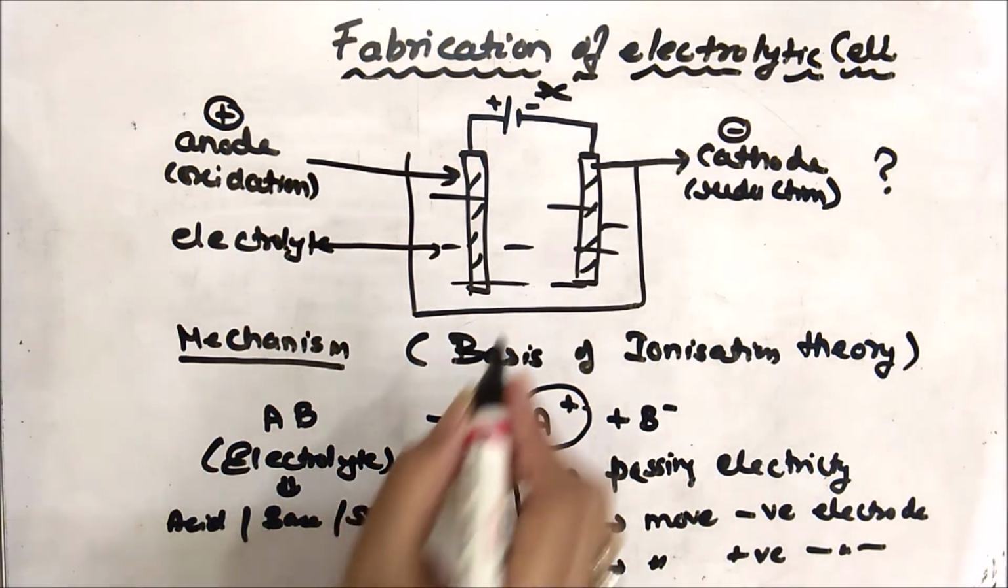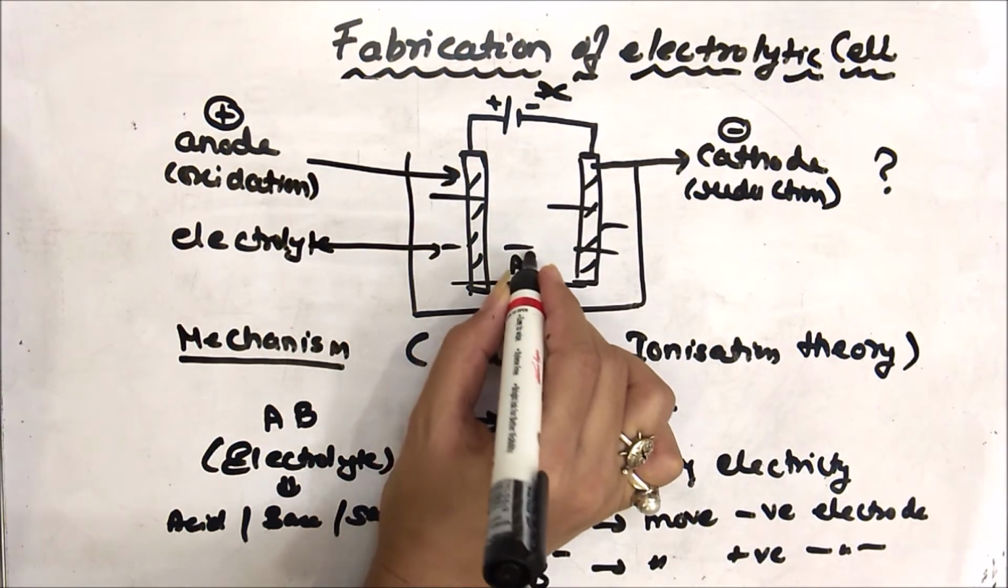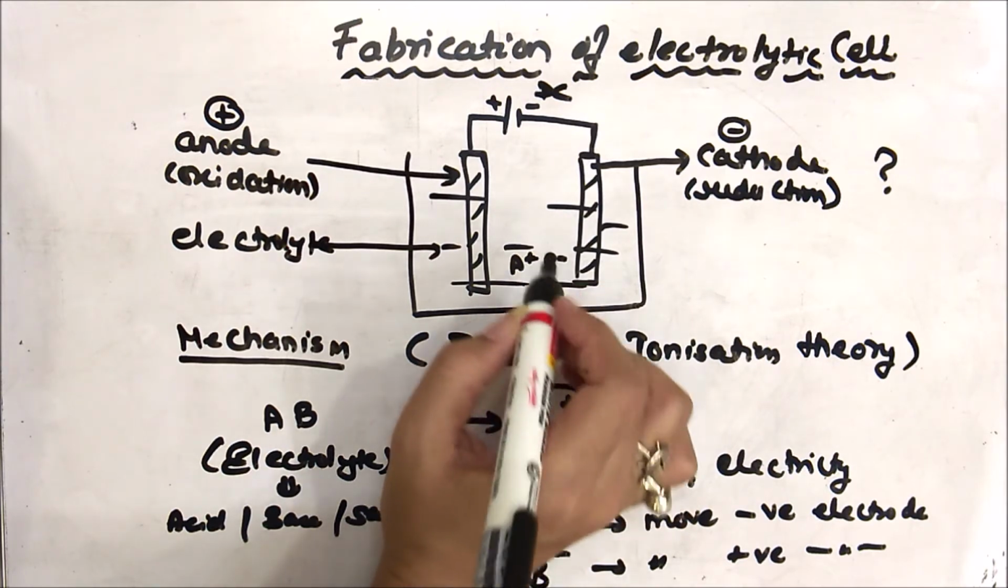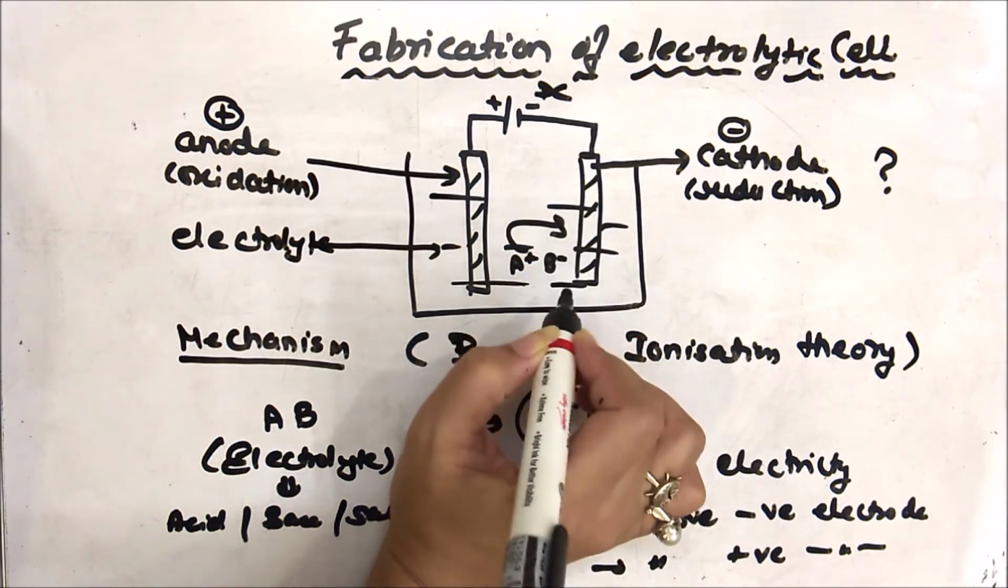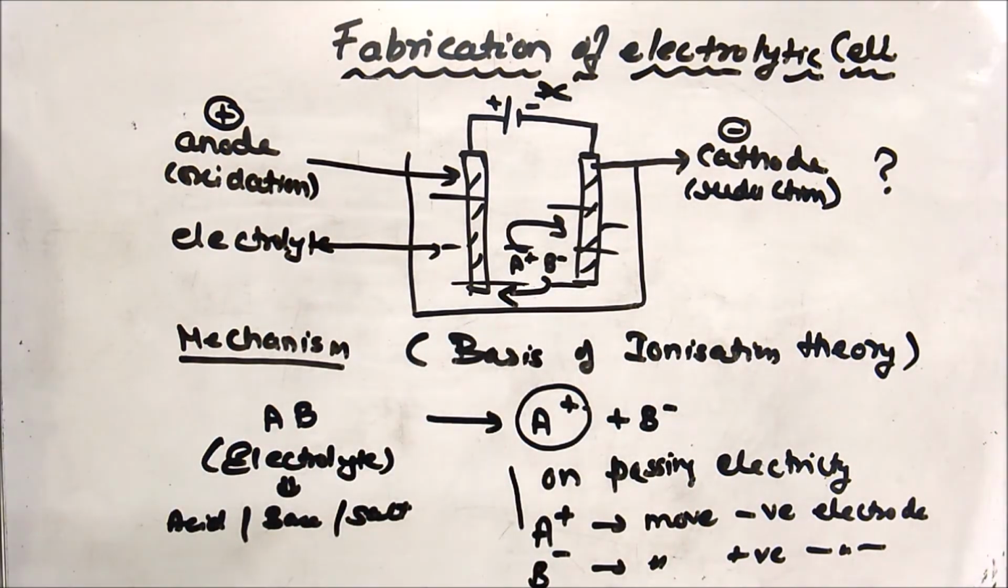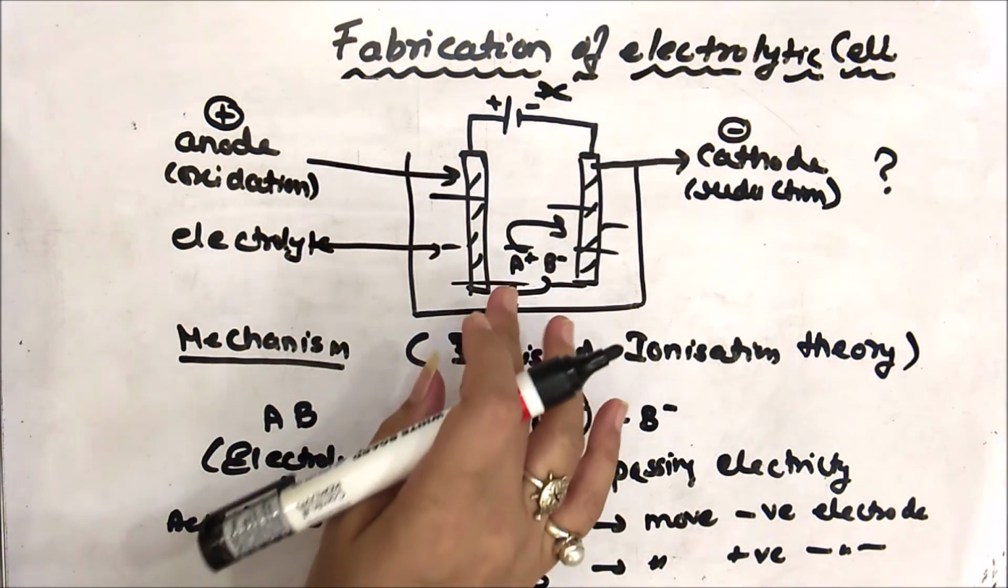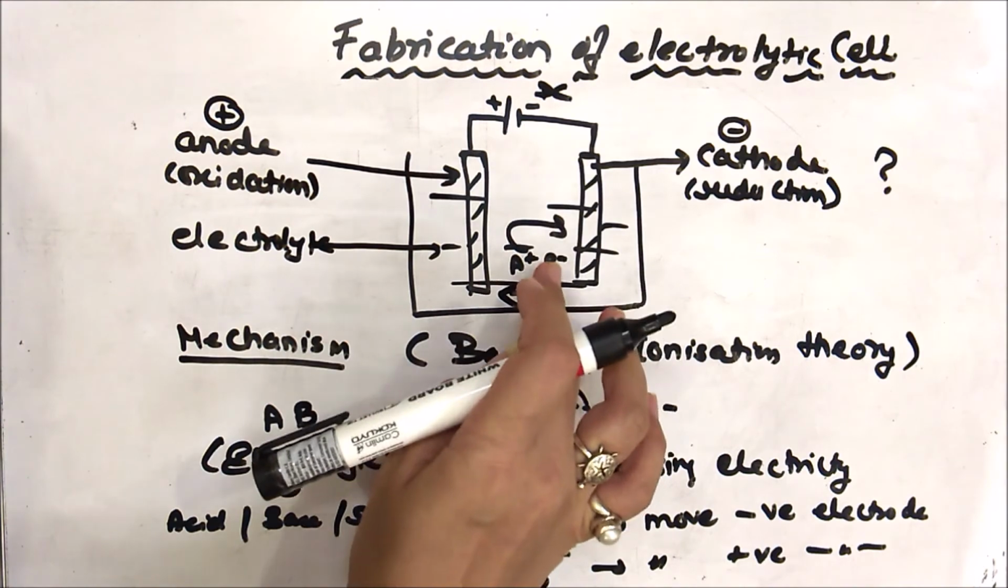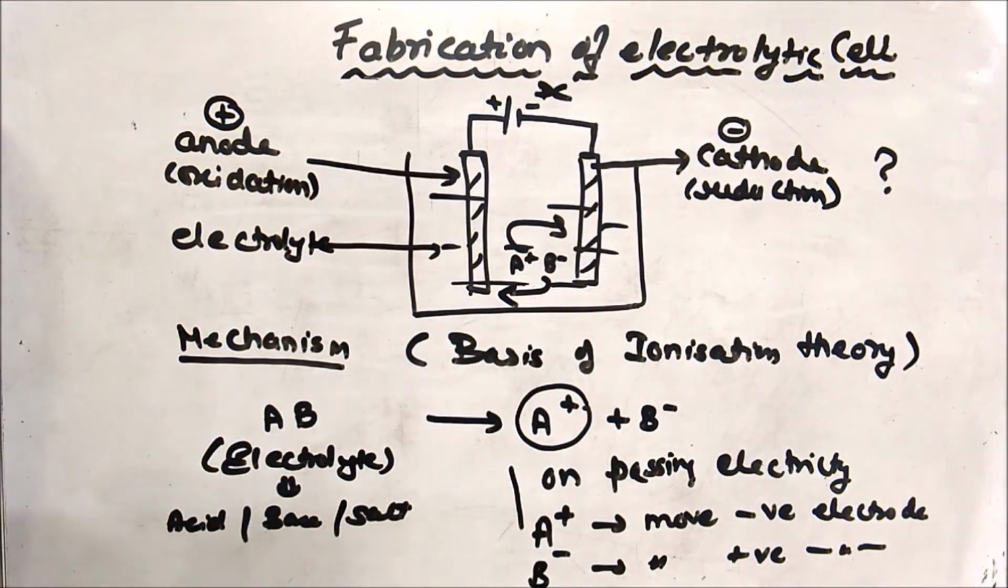Understood? So suppose this solution has A positive and B negative. So this A positive will move towards the negative electrode, and this B negative will move towards the positive electrode. Okay, so because of the movement of A towards the cathode and B towards the anode, oxidation and reduction will take place. So let's see how this will take place.